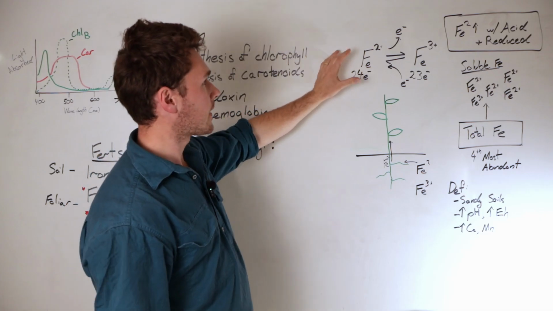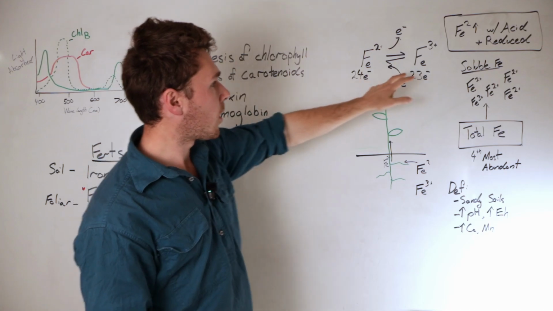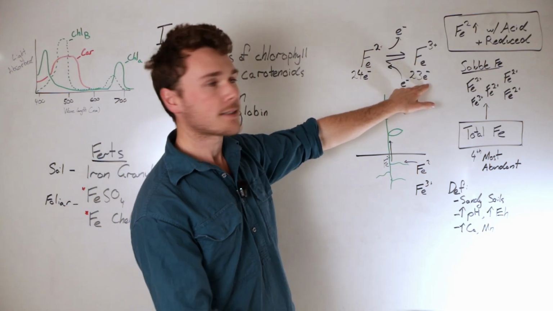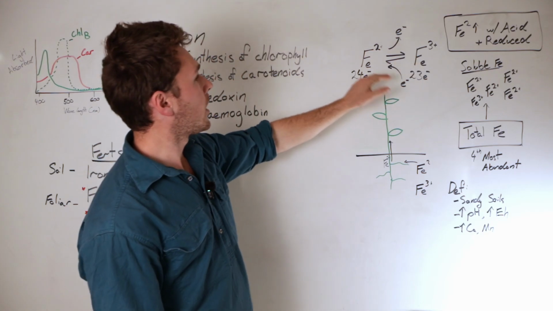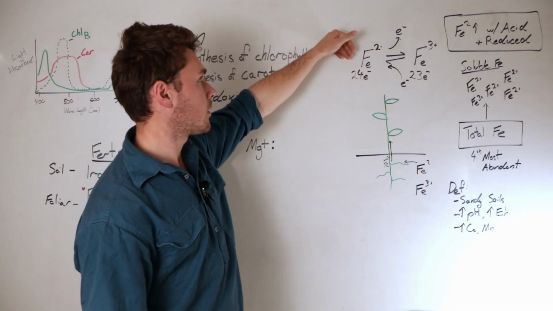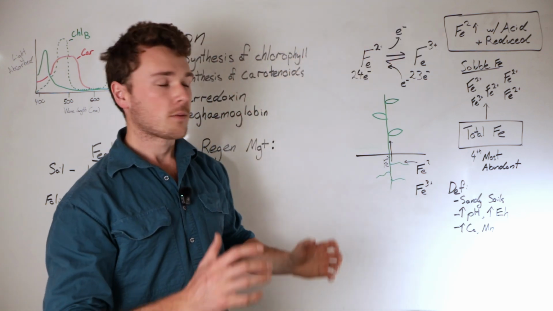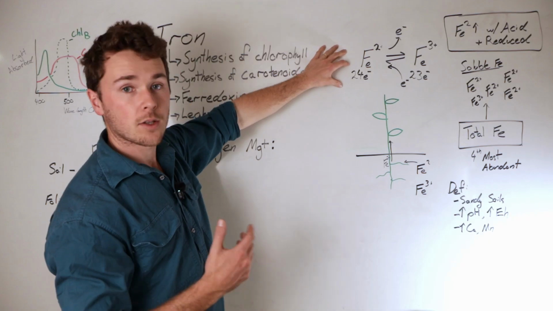The only difference is that iron 2, which is the reduced form, has more electrons, and iron 3, which is the oxidized, has less electrons. So if iron 3 gains an electron, it turns into iron 2, and likewise if iron 2 loses an electron, it turns into iron 3. Super important you understand that with iron because it drives a lot of its functions.